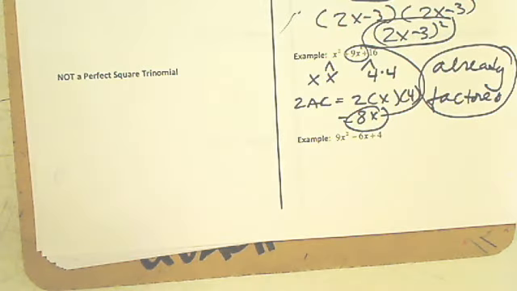Try the last one, please. 9x squared minus 6x plus 4. Again, they're all going to look like they are going to factor out, but the point of 2 times AC is that it will give you a quick check. If it doesn't work out, it is not an answer. So split up 9x squared.